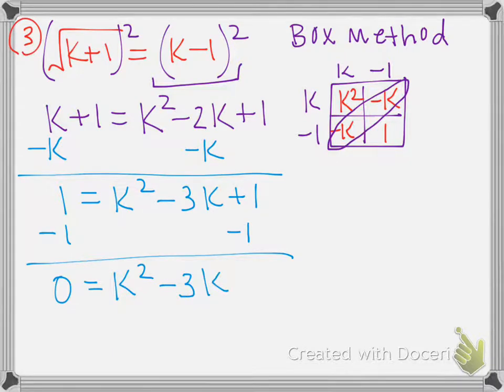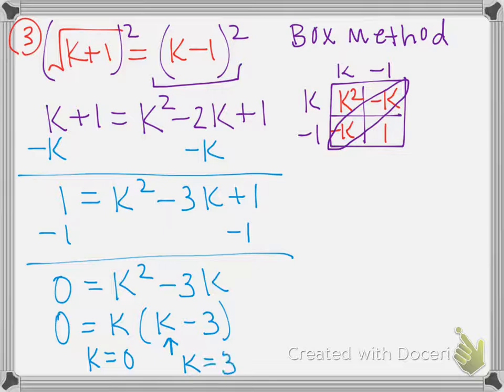So the 1 and the minus 1 subtract out. So now we have something that looks like this. We're going to factor by a greatest common factor. Each term has a k that will divide out, and you get k times k minus 3. And if two things multiplied equal 0, we know that k is equal to 0 for the first part, or in this part right here, k is equal to 3.